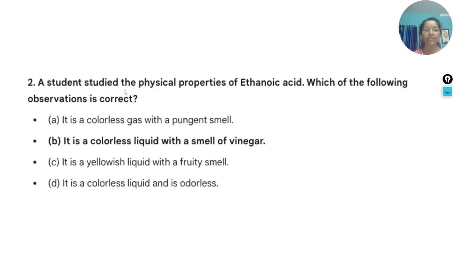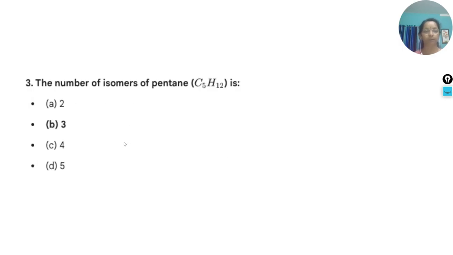Then a student studied the physical properties of ethanoic acid. Which of the following observations is correct? It is a colorless gas with pungent smell. No. It is a colorless liquid with the smell of vinegar. Correct. It's a yellowish liquid with no... It is a colorless liquid and is odorless. Wrong. So the only answer is option B, colorless with the vinegar smell.